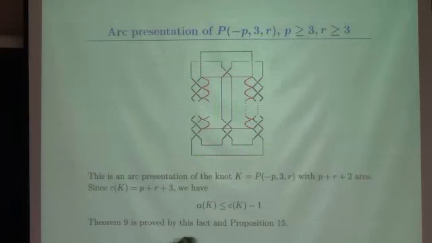And the next one, it's all similar. Even there is one more crossing here. The same counting works, so it goes down by 1. So the previous one was q equals 2, and this one is q equals 3, but we have the same number p plus r plus 2, so that's crossing number minus 1.